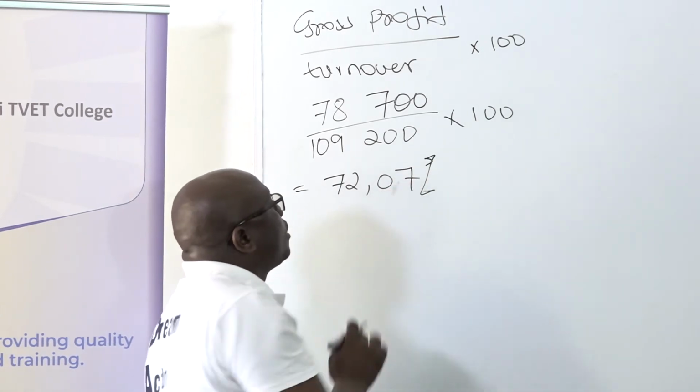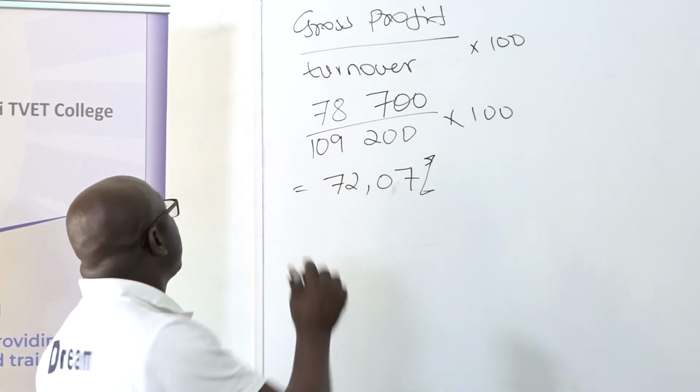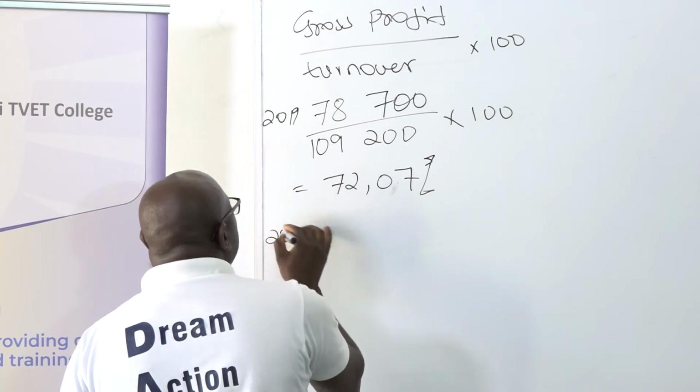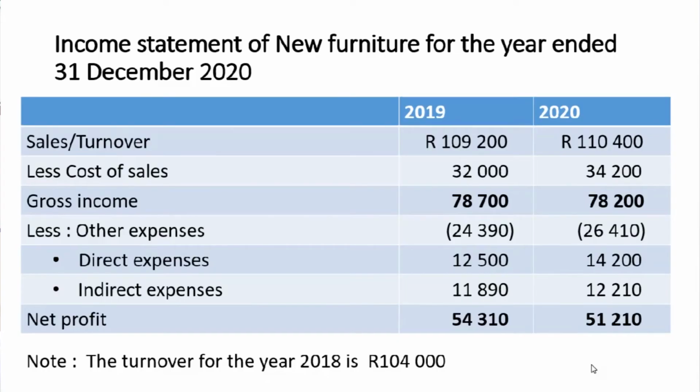72.07%. The gross profit percentage for 2019. This is 2019, and in 2020, our gross profit is 78,200.